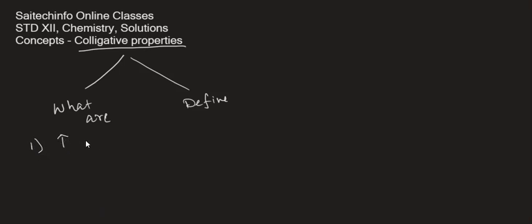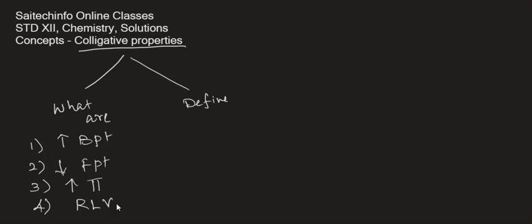elevation of boiling point, depression of freezing point, increase of osmotic pressure, relative lowering of vapor pressure. We will discuss one by one all these colligative properties. So, what is elevation of boiling point?